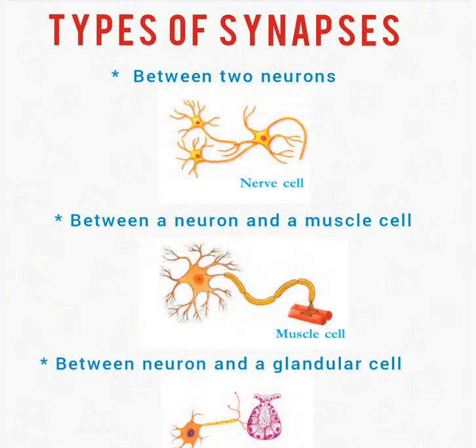Now we shall discuss the types of synapses. Synapses are of three types. The first one is the synapse, or junction, between two nerve cells or neurons. The second one is the synapse or the junction between a neuron and a muscle cell. And the third one is the synapse or the junction between a neuron and a glandular cell.